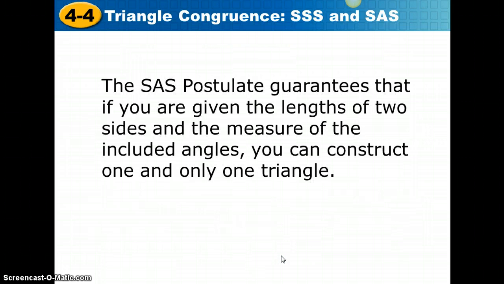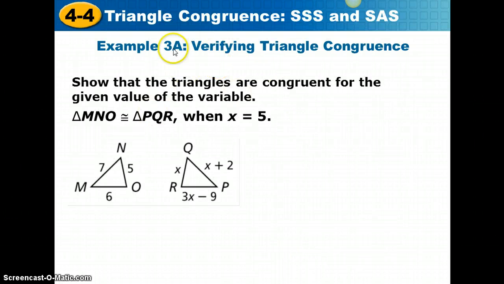The side angle side postulate guarantees that if you are given the lengths of two sides and the measure of the included angle, you can construct one and only one triangle. That means only one distinct triangular shape. You can draw it several different times, but they will always be the exact same size and shape. So let's take a look at example 3a.